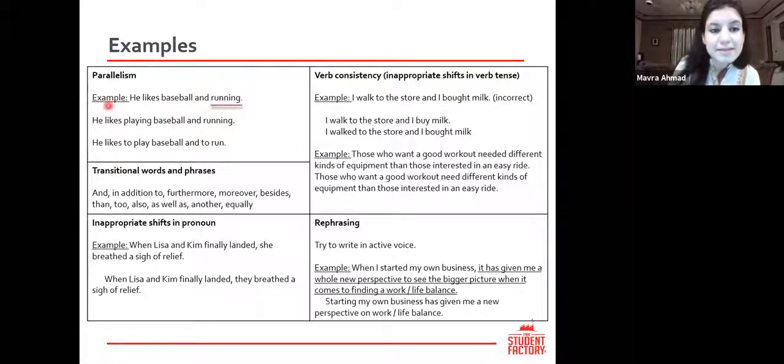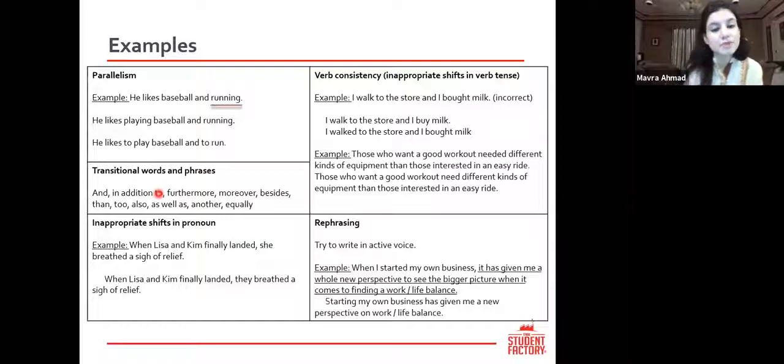So parallelism is perfectly clear in these two examples, and not in the first one, but in the next two sentences you can see parallelism. You can see consistent verb sentence structure and the tense of the verbs. Next we have transitional words and phrases.